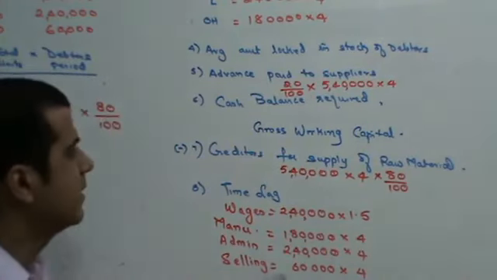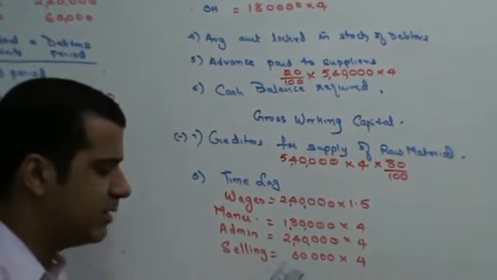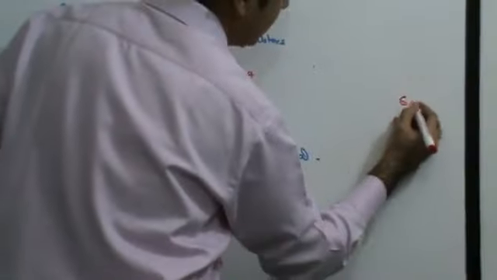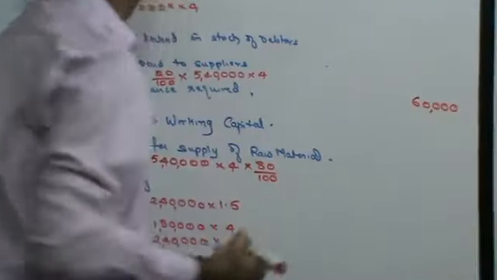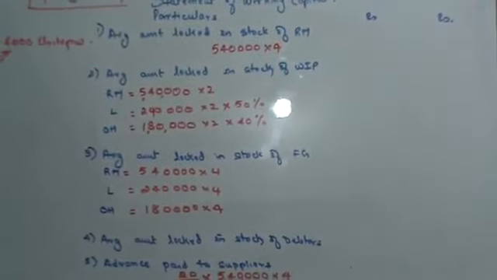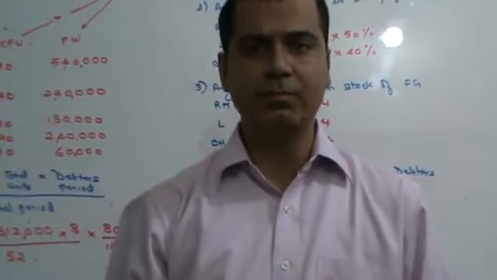Right? Next, cash and bank balance is to be maintained at 60,000. So cash balance required is 60,000. You have all the figures, you can just multiply, add, subtract and get your answer. Fine. This finishes this sum. Thank you very much.